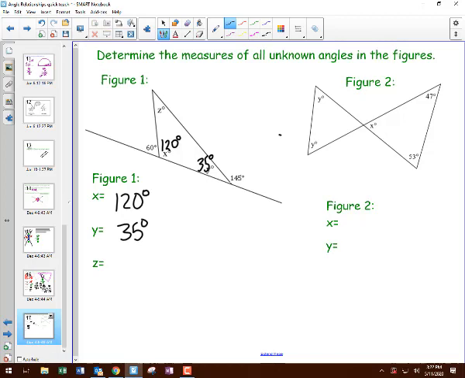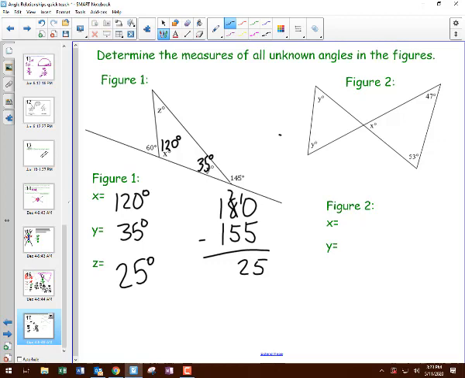Okay, so now I have a triangle where I know two angles, and I'm missing the last one. So I'll add these two together, and I'll get 155, and I'll take that away from 180. And I should get 25 degrees there. Okay?